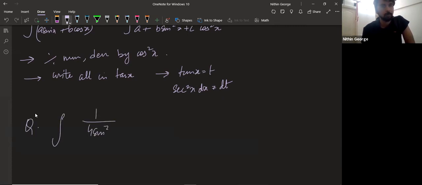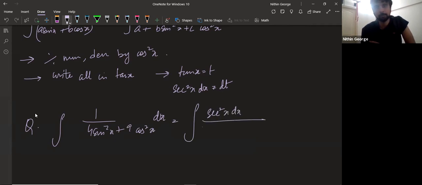dx by 4 sin square x plus 9 cos square x. What do you do here? You divide numerator and denominator by cos square x. What does that make the numerator? Sec square x dx. And denominator becomes 4 tan square x plus 9.